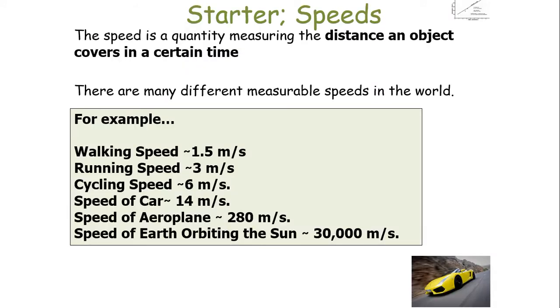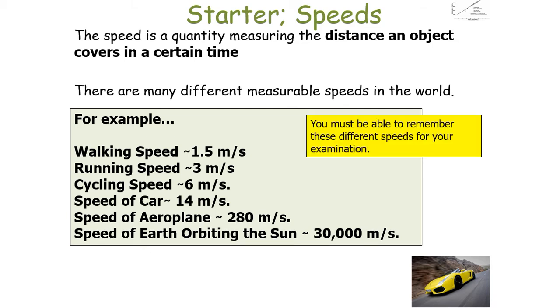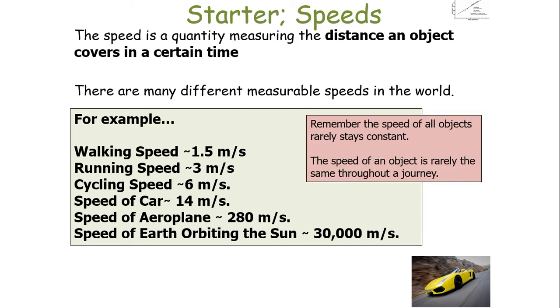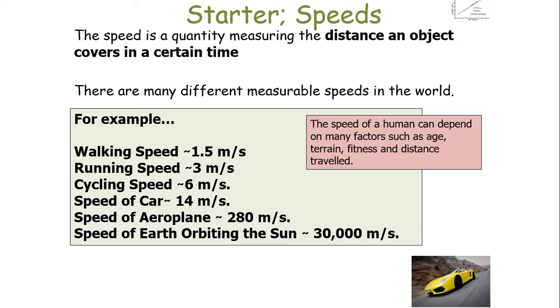Now, speed is a quantity measuring the distance an object covers in a certain time, and there are many different measurable speeds in the world, and you've got to remember a few of these for your exam, such as the walking speed, 1.5 meters per second, the running speed, 3 meters per second, the cycling speed, 6 meters per second. Now, speed does not involve direction, it's a scalar quantity, but the speed of all objects stays constant. The speed of an object throughout the journey is rarely the same, so we calculate an average speed.